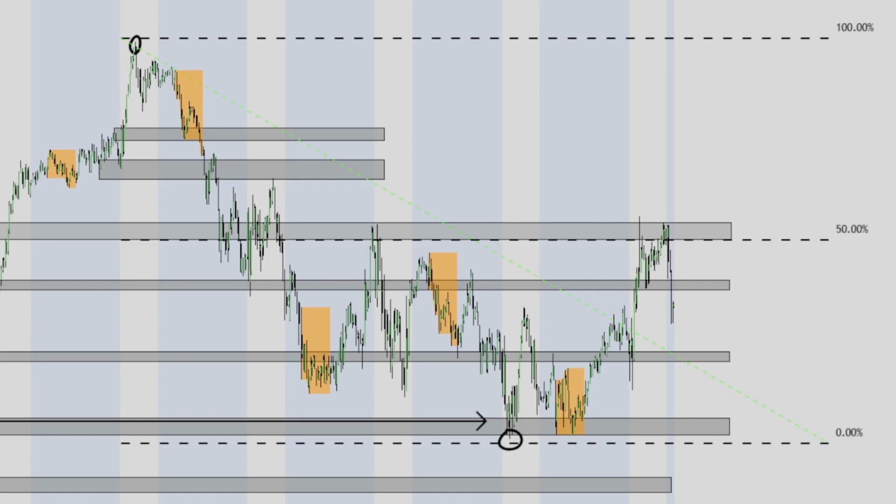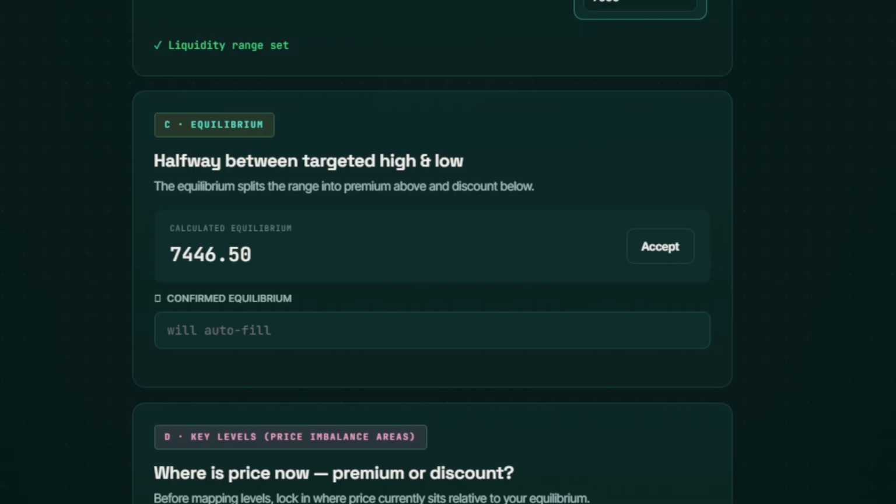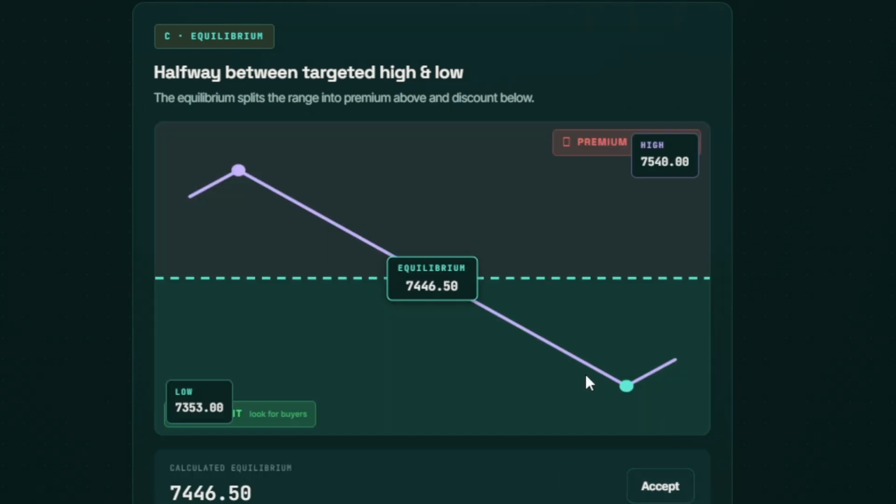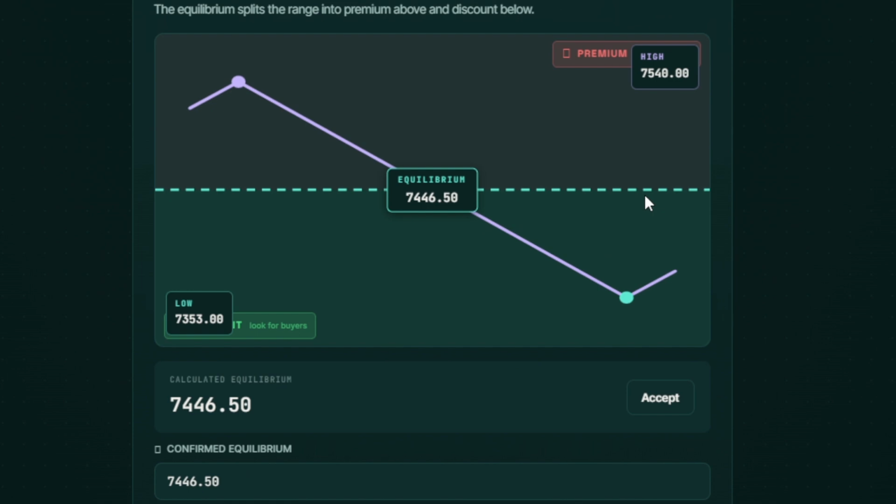numbers. So what we can see here, the equilibrium, if we read it, it's 74.46.5. Okay, 74.46.5. Now the application calculates it for you. So 74.46.5, you want to accept that. There you go. Now once you've accepted it, you will see a very easy to understand visualized diagram.